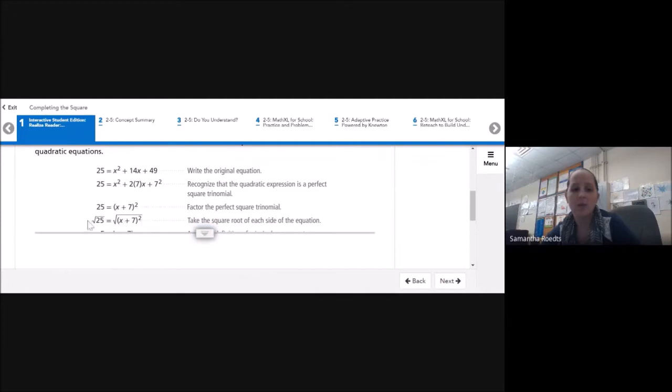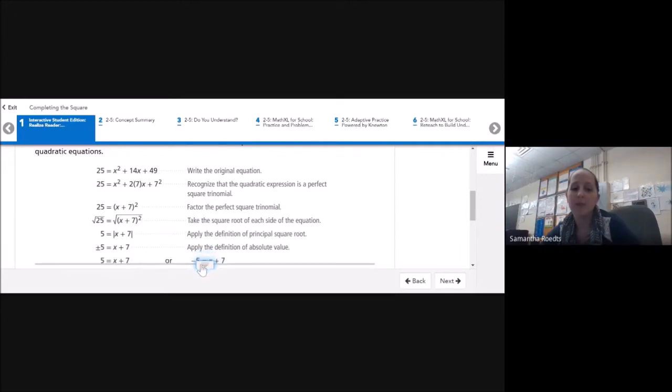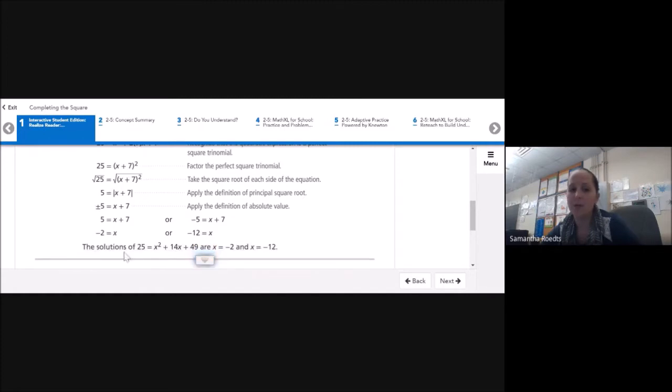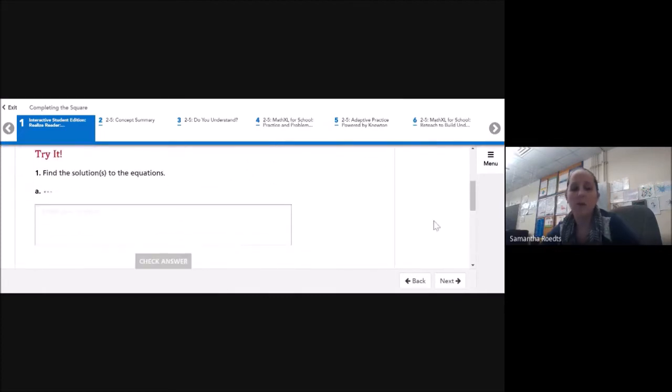I can square root both sides, which gives me 5 equals the absolute value of x plus 7. So plus or minus 5 equals x plus 7. So 5 equals x plus 7, or negative 5 equals x plus 7. So x will equal negative 2, or x will equal negative 12. So solutions of 25 equals x squared plus 14x plus 49 are x equals negative 2 and x equals negative 12.